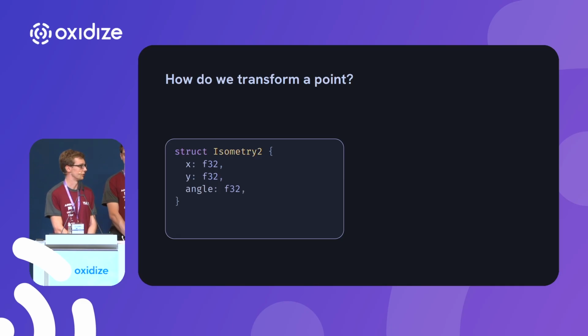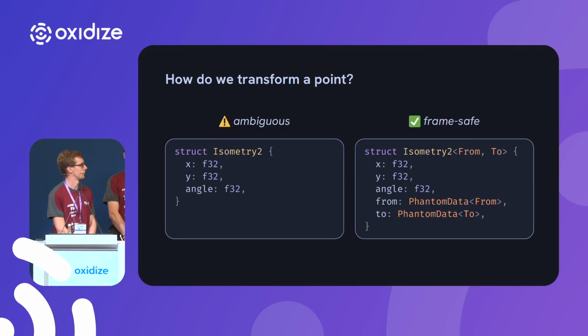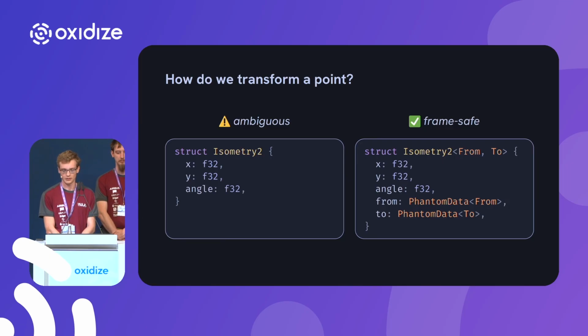So we can use this to transform from our robot coordinate system to our world coordinate system, for example. Now, in this case, the isometry doesn't have any idea what it's transforming from or to, but we can also add this with generic parameters like so. And now the isometry is also frame safe. We added 2 generic parameters, from and to, and now just by looking at it, you know what this isometry is transforming from and where it's transforming to.